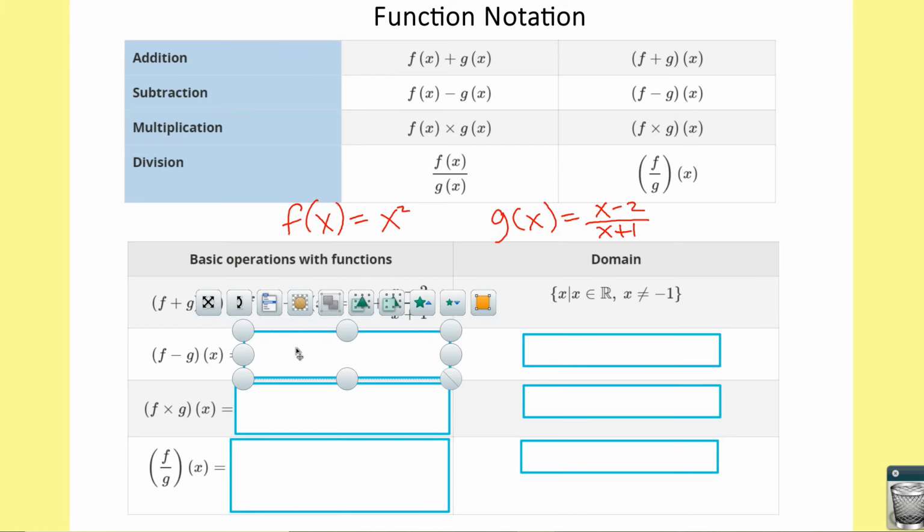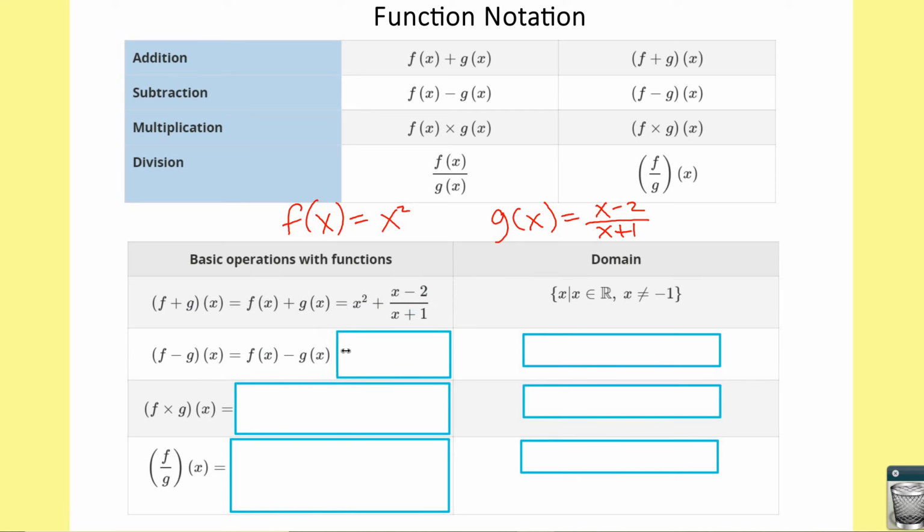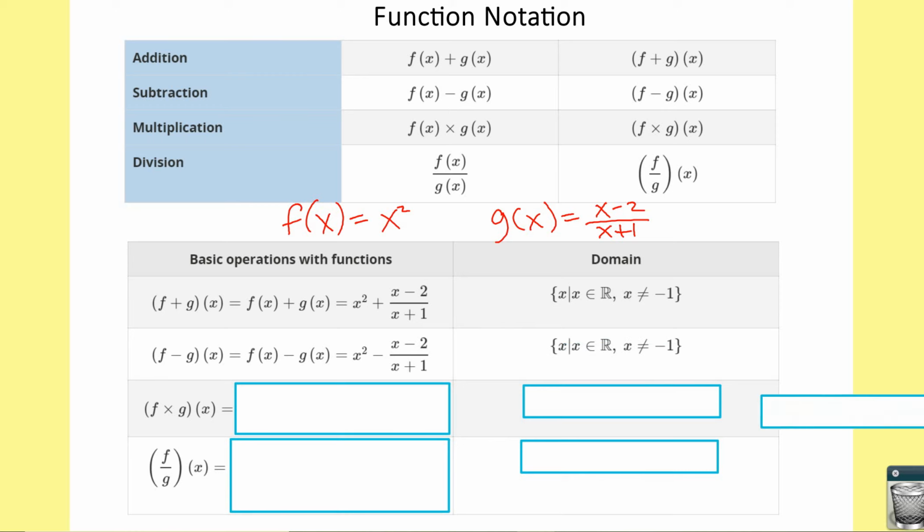Alright, so now we subtract the equations. So we literally do f of x minus g of x, and then we subtract the two. So the only difference is that negative sign. And our domain, again, the only restriction we have is that division sign. So x can't be -1, right? You can't divide by 0.